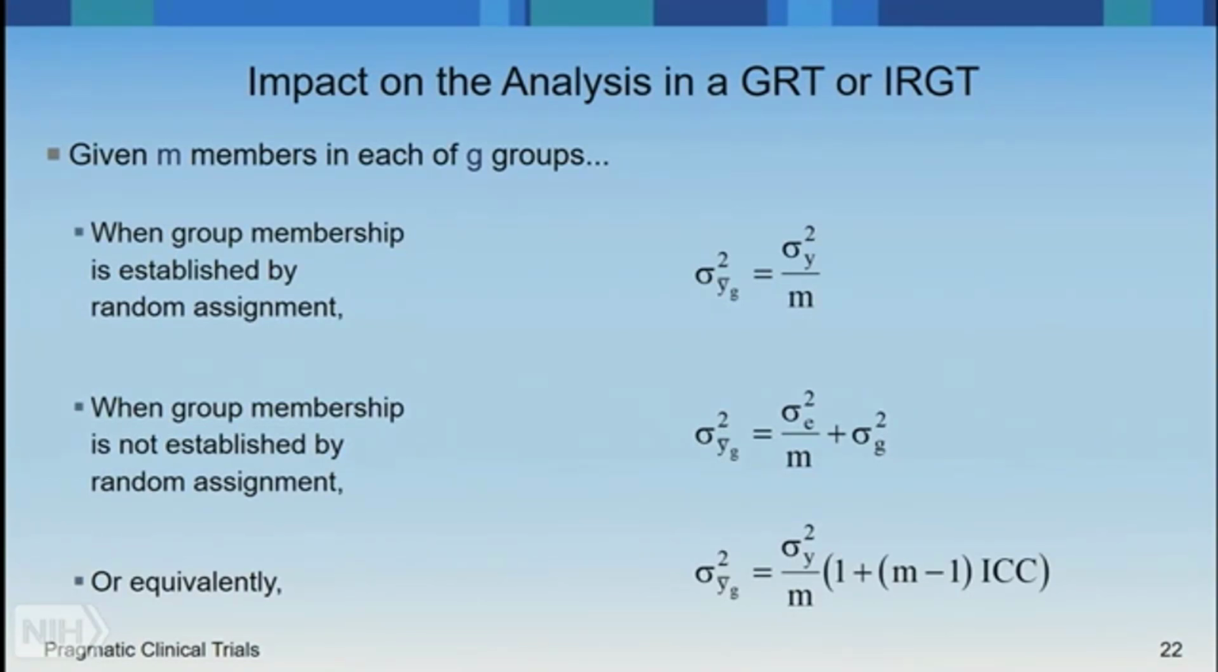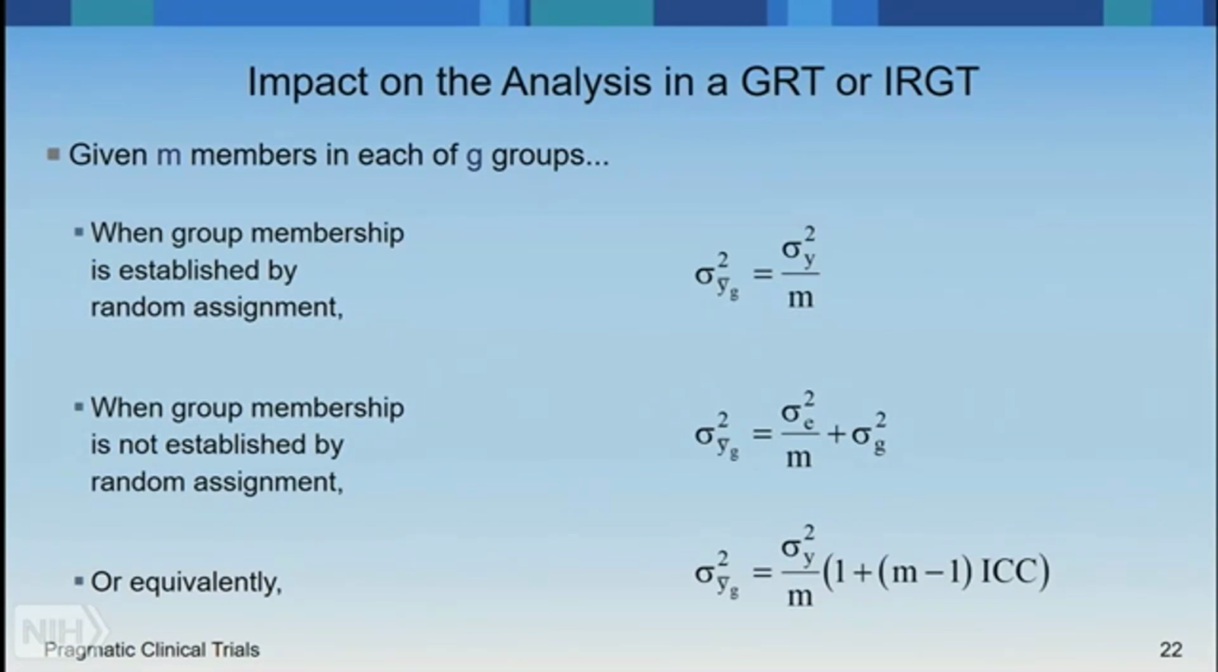If groups are established by random assignment, you have the first formula. The variance of the group mean is the usual variance of the outcome divided by the number of participants or members in the group. When group membership is not established by random assignment, and this would be the individually randomized group treatment trial or the parallel group randomized trial, you have the residual error divided by the number of members in the group, but the group component is not divided by anything, and so it just sticks out there.